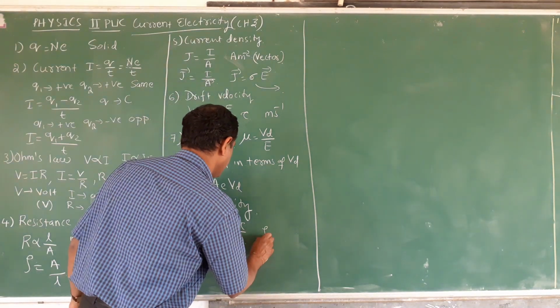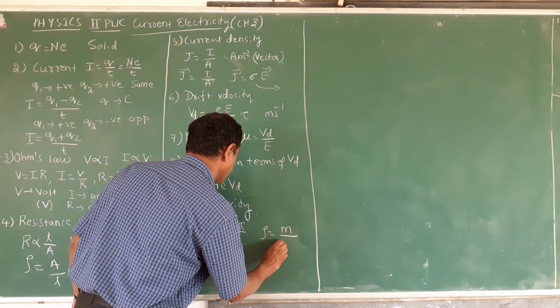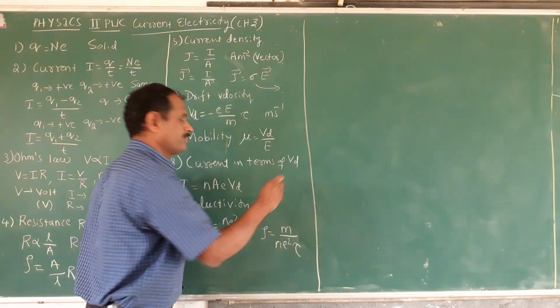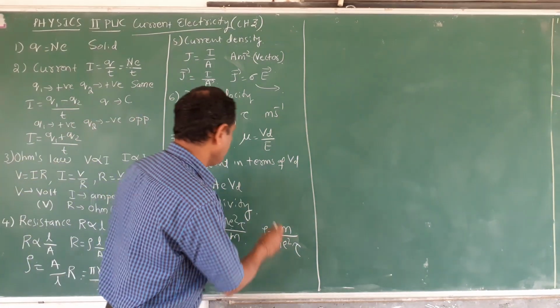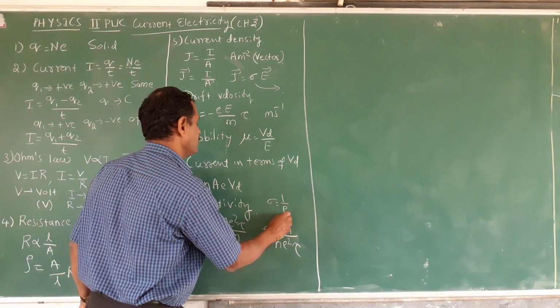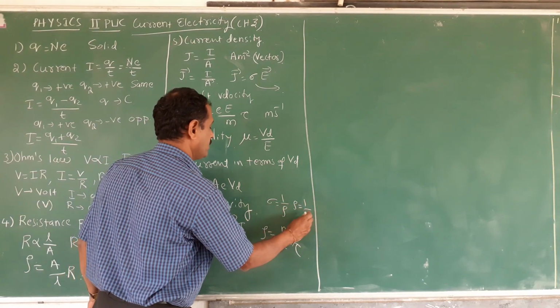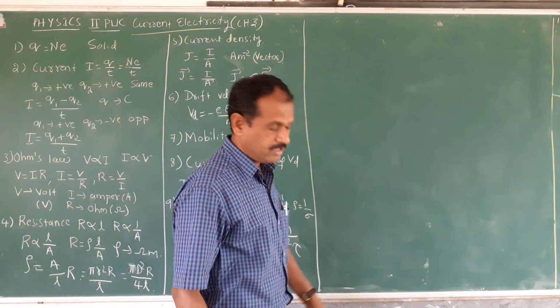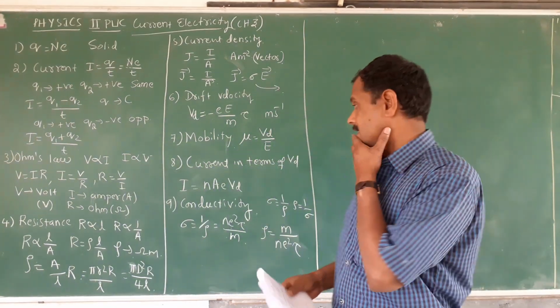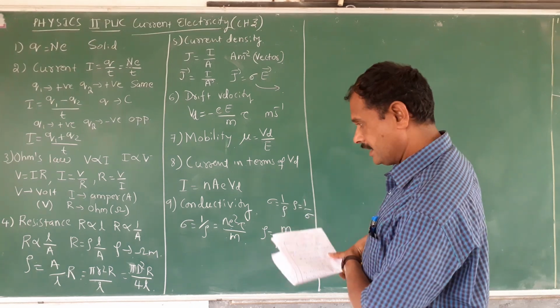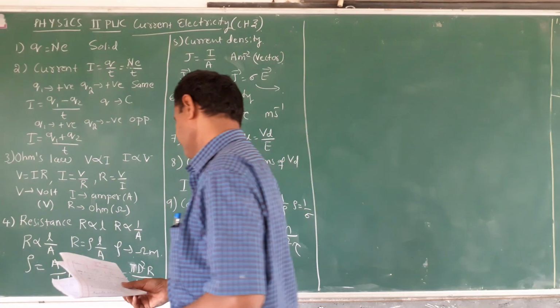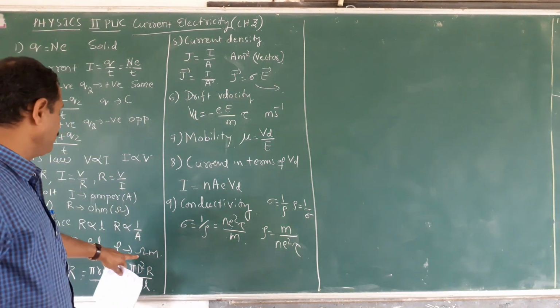Now, resistivity is the reciprocal of this one, m divided by ne squared tau, the reciprocal of the conductivity. Conductivity is the reciprocal of the resistivity. The reciprocal of the conductivity is said to be resistivity. Now, the SI unit of conductivity is Siemens per meter. The unit of resistivity is ohm meter.